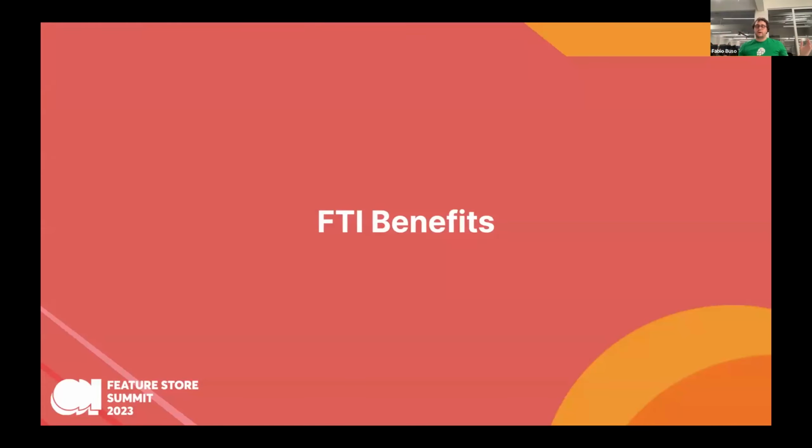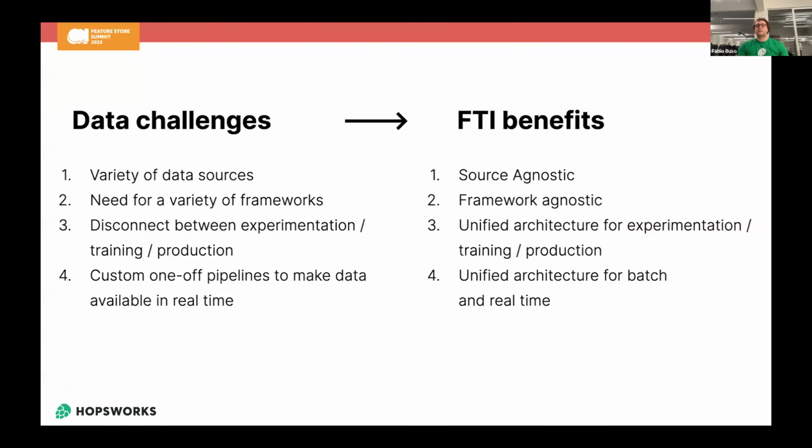If we take a step back and look at the full picture of the benefits of this new FTI architecture, and compare it against the data challenges that we had at the beginning, the first one is the variety of data sources. The feature pipeline is responsible for dealing with all these data sources. All the complexity of changing or dealing with different data is constrained into the feature pipelines.